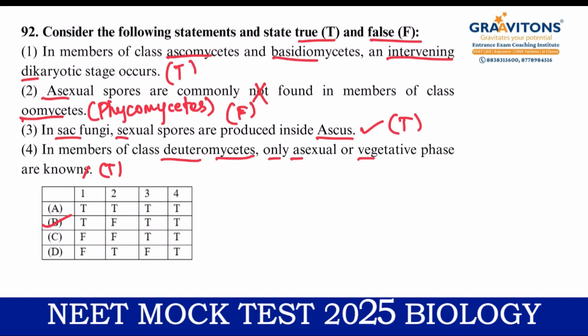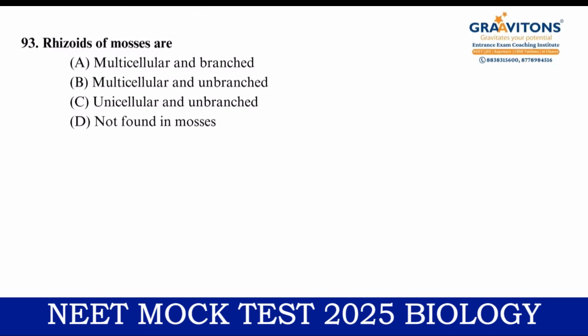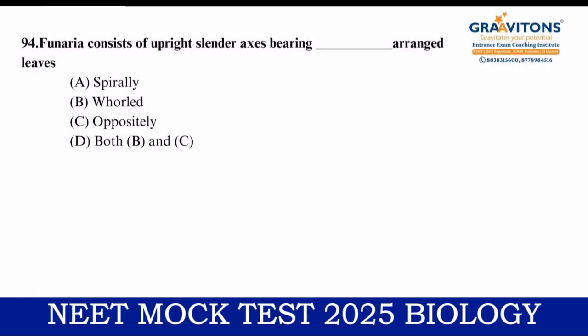The next question, rhizoids of mosses, Bryophyta. In mosses the rhizoids are multicellular as well as branched. For liverworts we can say the other way, unicellular and unbranched. And the next question, that is question number 94.